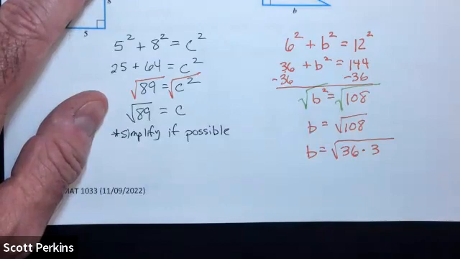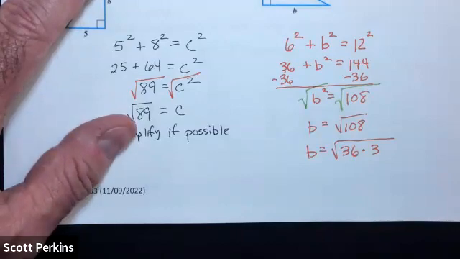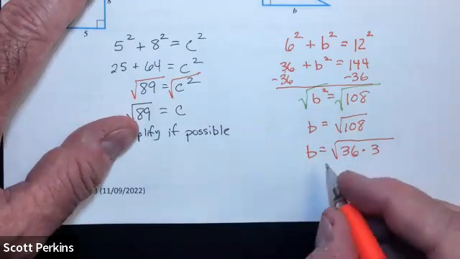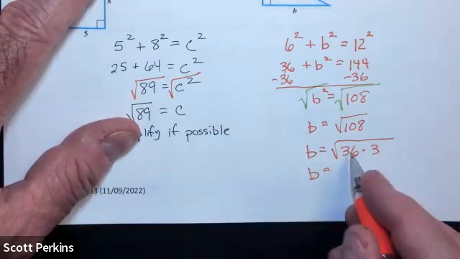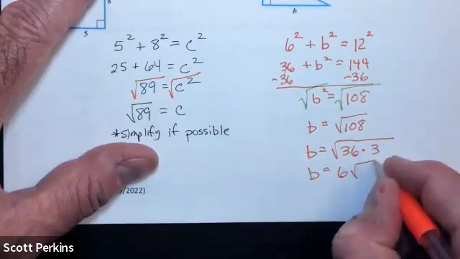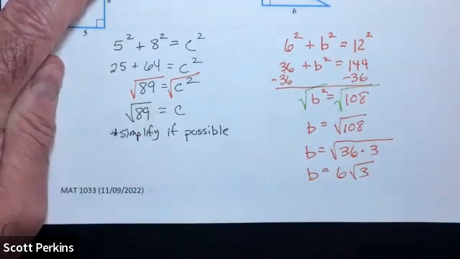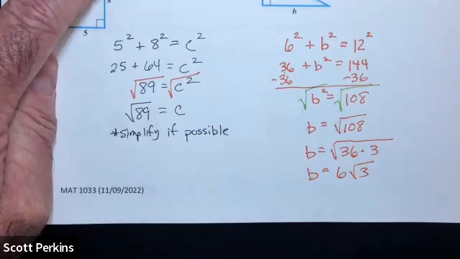Okay, just going down the list, figuring out what that factor is. I have no tricks up my sleeve here to figure that out. I just use a calculator and figure it out. And so then b is going to be the square root of 36, which is 6, and then the square root of 3. And there is my simplified answer for what that missing leg is.